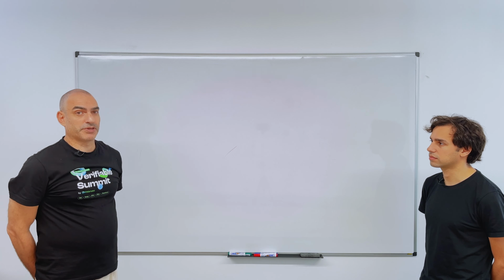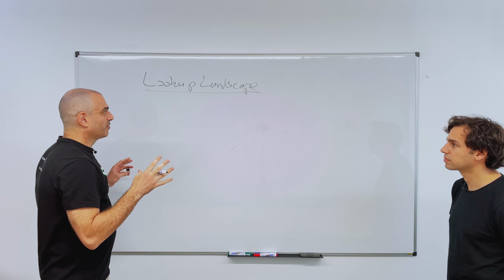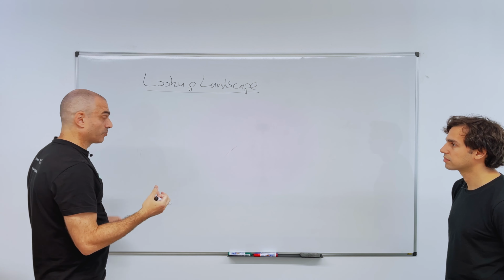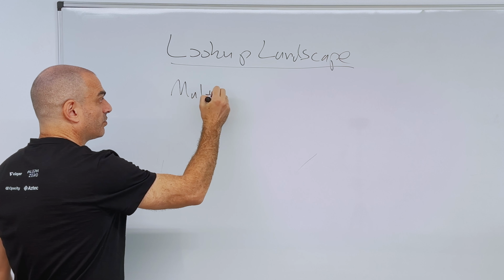So let's look at the lookup landscape. We can think of three main approaches that have been used in lookup protocols. The first is what we can call multi-set equality based.